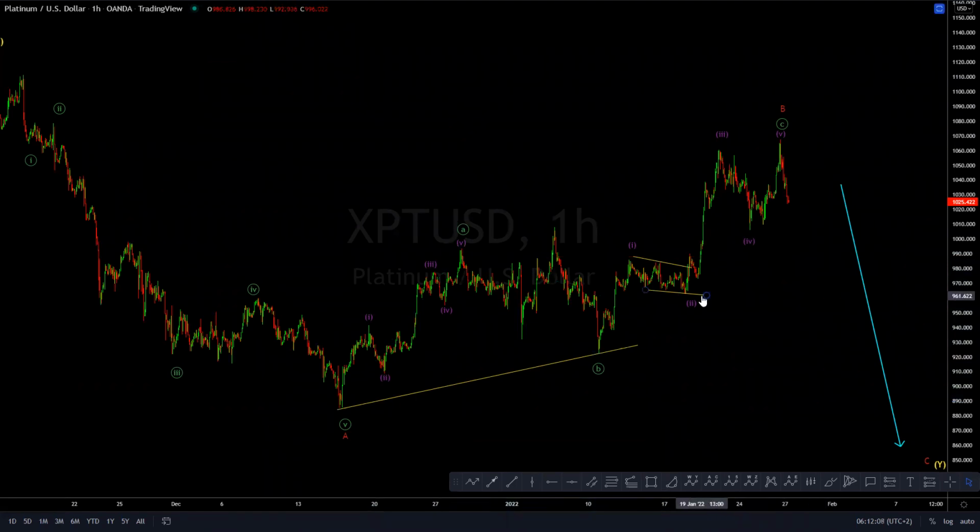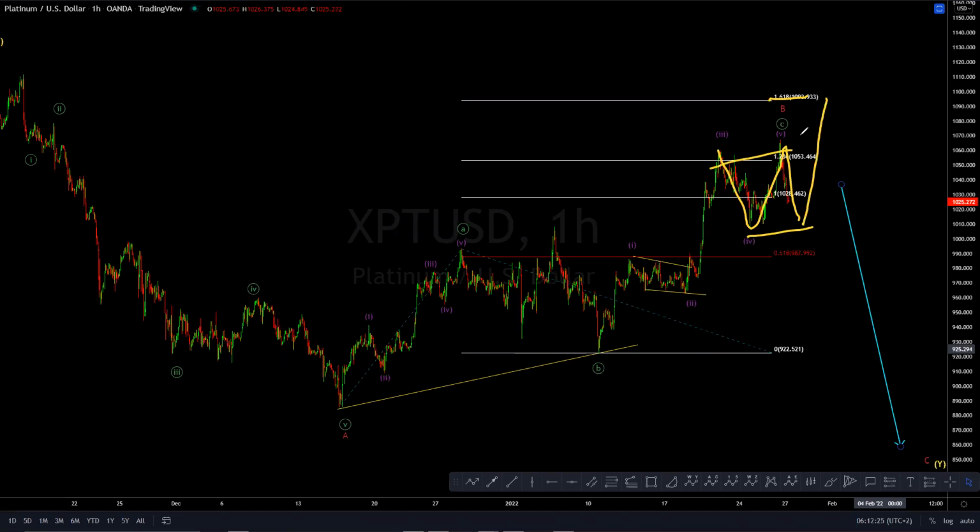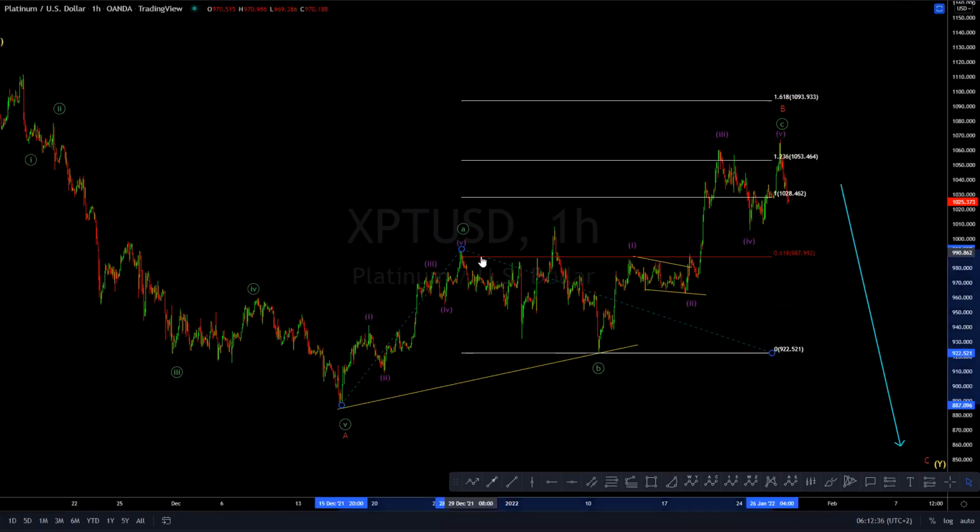But as one can see, 161.8 has not been reached yet. So it may still be reached. And if that happens, then that could suggest that 4 could be either an expanding or a running flat correction before we see one more to the upside for the 5th wave of C, of B, before we see a move to the downside, right? So these are 2 possible scenarios that we have now on platinum.